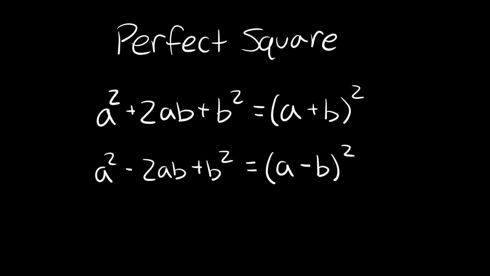Next, we're going to be doing perfect squares. So the formulas are a squared plus 2ab plus b squared equals a plus b squared. Then a squared minus 2ab plus b squared equals a minus b squared. So let's do some examples.